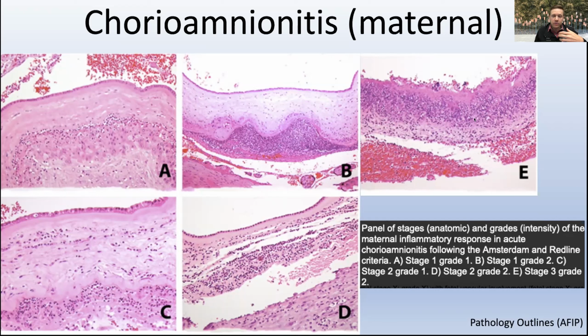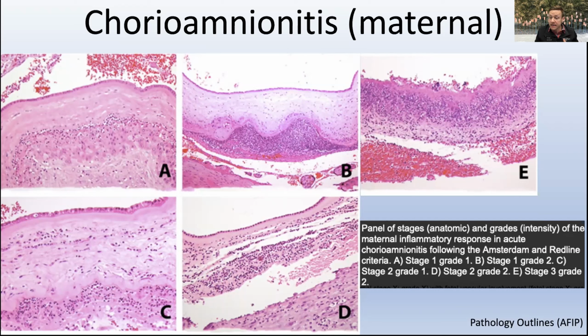And then finally here, we see these blue purple dots going all the way through and basically reaching that most superficial layer of the amnion. And that would be as far as it can go. So we would have these different stages along with different grades of severity.